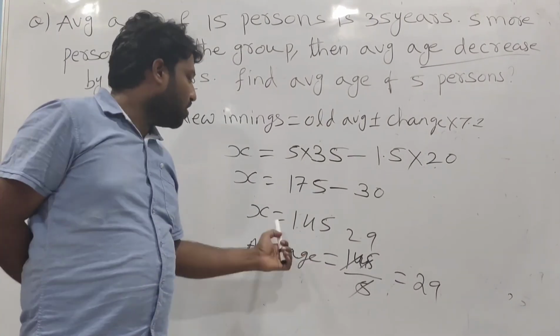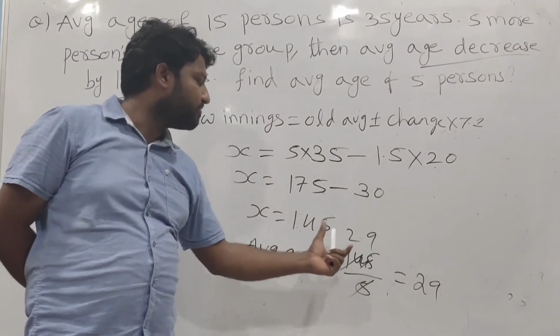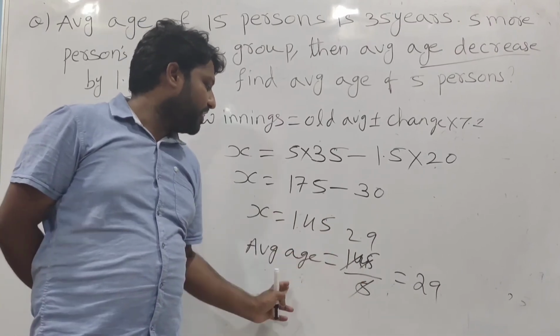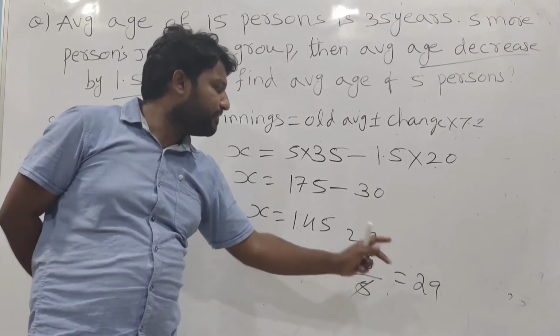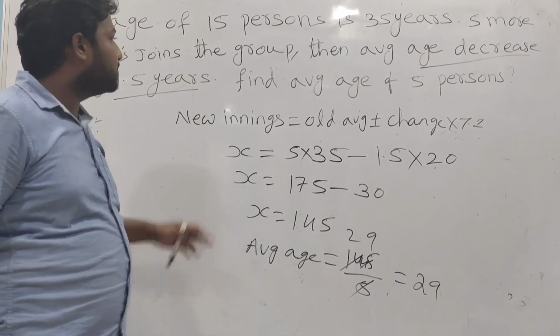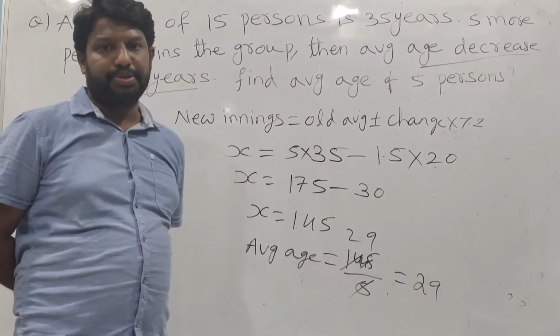Average age. Here what are you getting? You are getting the sum. The 5 persons' sum is 145. Then you find the average age, which is nothing but 145 by 5. That is nothing but 29. This is the average age of the 5 persons.